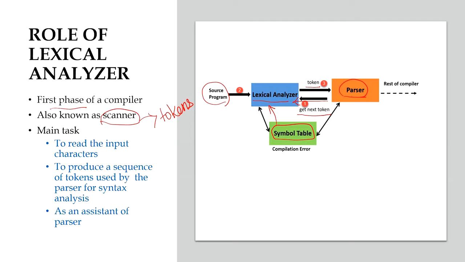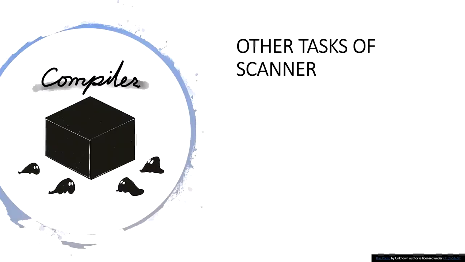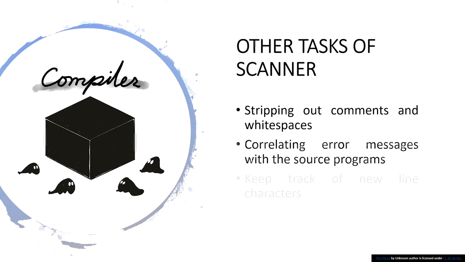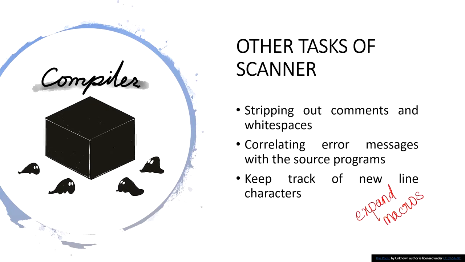So the major task of the lexical analyzer is tokenization. Then what are the other tasks of the scanner? Stripping out comments and white spaces, and correlating error messages generated by the compiler with the source program. It keeps track of newline characters. In some compilers, it makes a copy of the source program with error messages. If macro processors are used in the source program, it expands macros. These are the other tasks of the scanner, that is, our lexical analyzer.